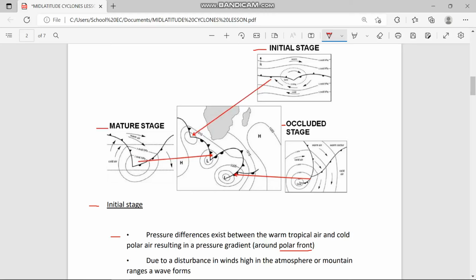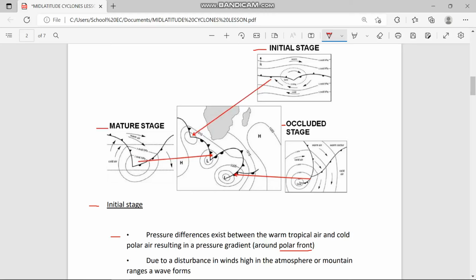I think you understand the concept of a front, as well as the polar front. The polar front is whereby the cold air from the polar regions, from these polar easterlies, meets the westerlies that are originating from the tropical regions. They meet each other. You see, different air masses. The one air is warm, and the other air is very cold and dense, resulting in a front. I think you now understand the concept of a front. So the pressure differences exist between the warm tropical air and cold air, resulting in a pressure gradient.